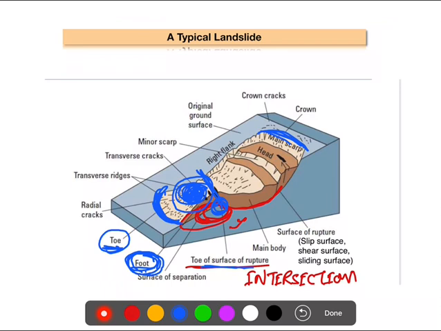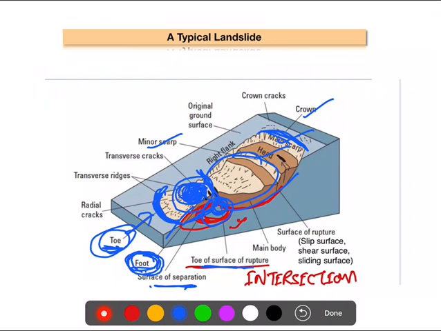There are also some extra definitions, like zone of accumulation, zone of depletion, displaced material, and surface of separation. What is surface of separation? It is the surface which forms the lower boundary of displaced material below the original ground surface. So that is called a surface of separation. The most important ones are the crown, main scarp, head, minor scarp, body, surface of rupture, toe of surface of rupture, foot, and then the toe of the landslide.